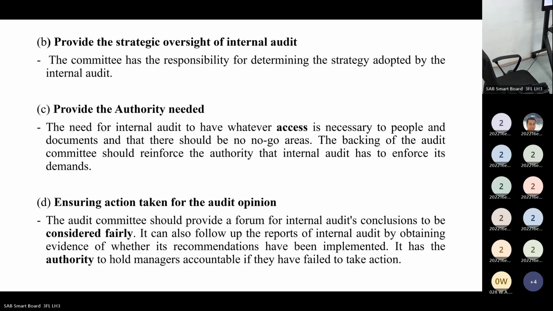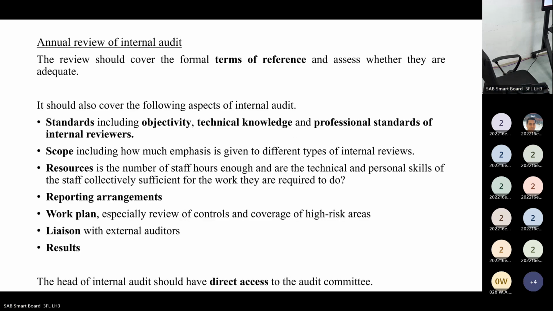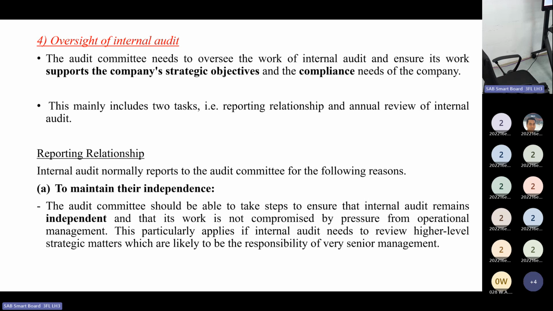Now, I told you there are two things under this internal audit. The one is the reporting relationship, which we discussed now. And the other thing is that the audit committee, apart from this reporting relationship, needs to review the internal audit function.